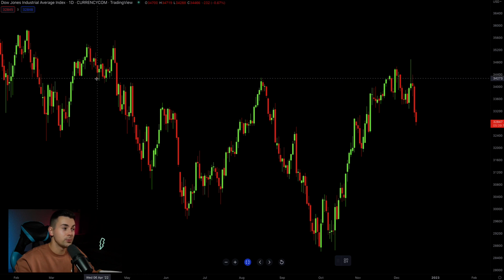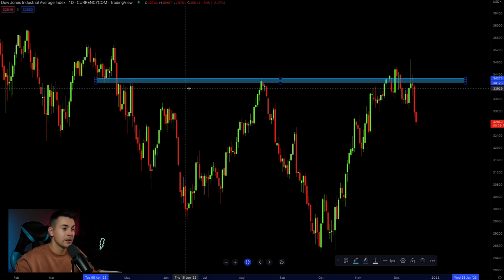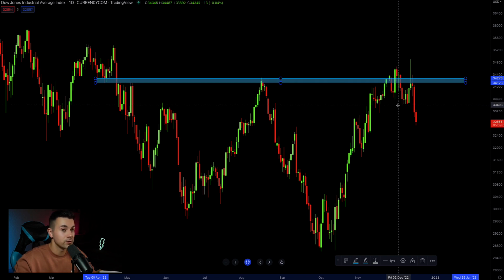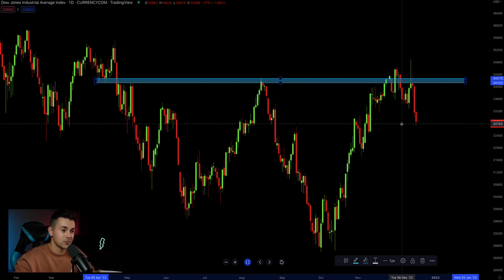We bounced, but we perfectly respected that horizontal structure. Even though we got the breakout attempt of that, it turned out that that breakout here was false. And after that, the market quickly returned below that structure.